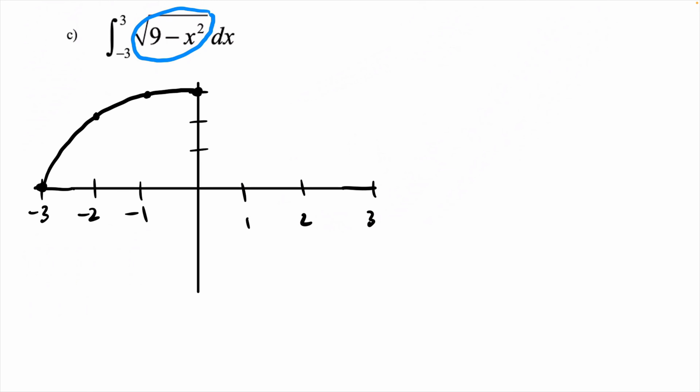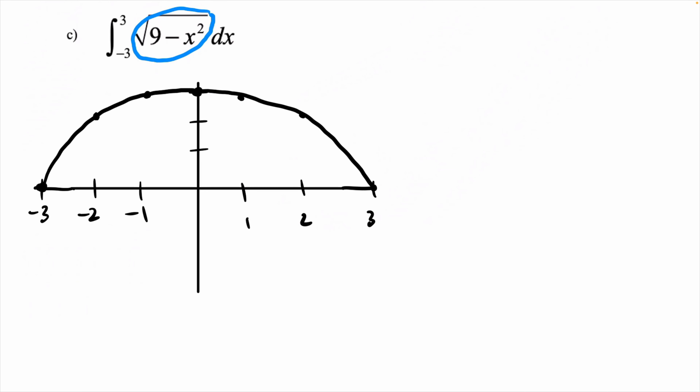The other side's going to be very similar. If I get 1, 1 squared is 1. 9 minus 1 is 8, so it's going to be very close to 3. 2 is going to give me the same answer as negative 2. And then 3 is going to be 0. Which shape is that? It's actually a half circle. Yeah, it looks like an oval, but the only reason it looks like an oval is because my graph is not to scale.